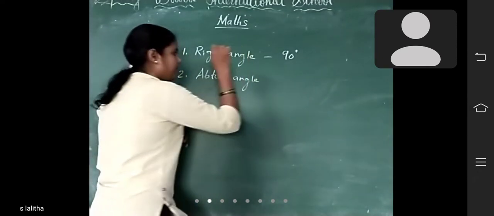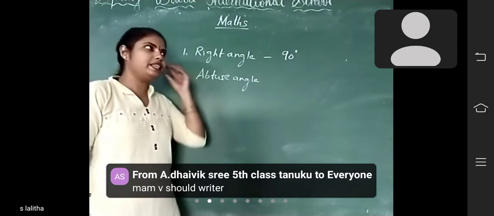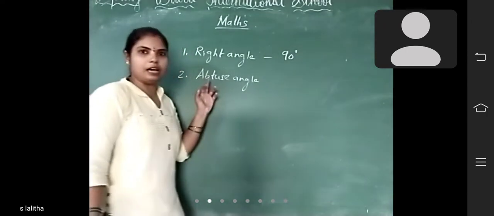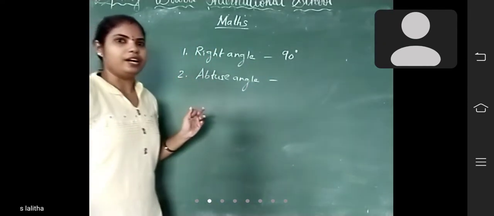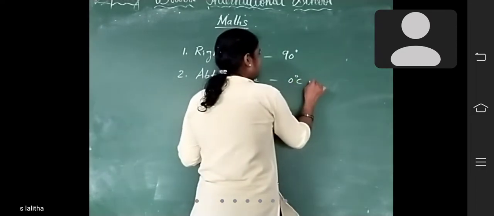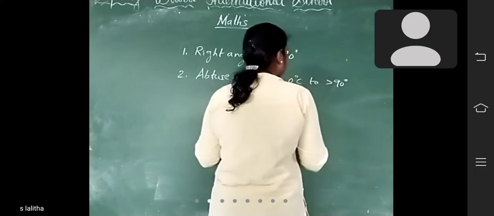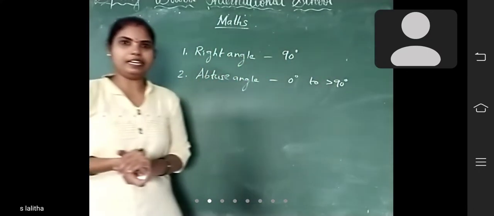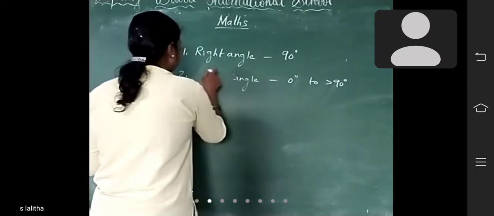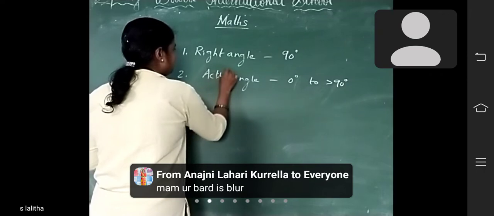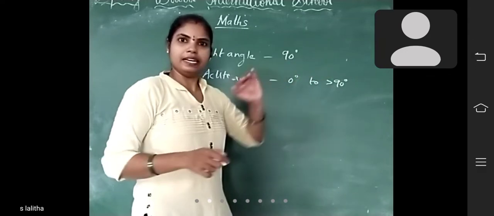The second one is acute angle. What is called an acute angle, children? Smaller than a right angle is called an acute angle. How many degrees is an acute angle? It is 0 degrees to less than 90 degrees. Sorry, I said obtuse by mistake; acute angle is 0 degrees to less than 90 degrees.